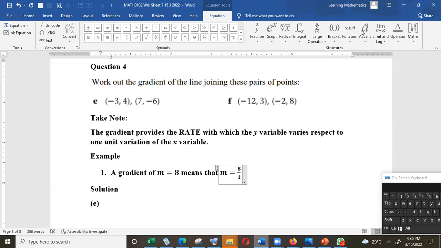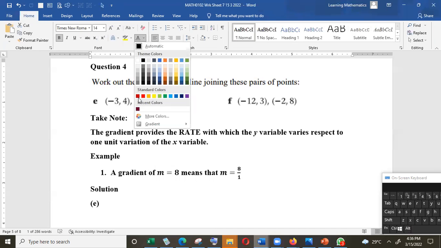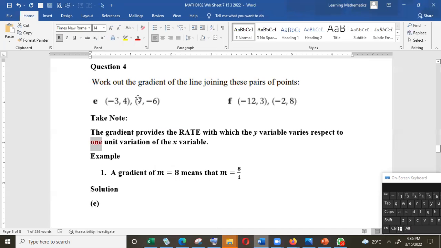So any number you see, there's an invisible 1 under it. That's negative 3 over 1. That's 4 over 1. That's 7 over 1. That's 8 over 1. And the 1 is there because of that 1 in the definition of gradient, and that 1 belongs to the x. So a gradient of 8 means that m is equal to 8 over 1.